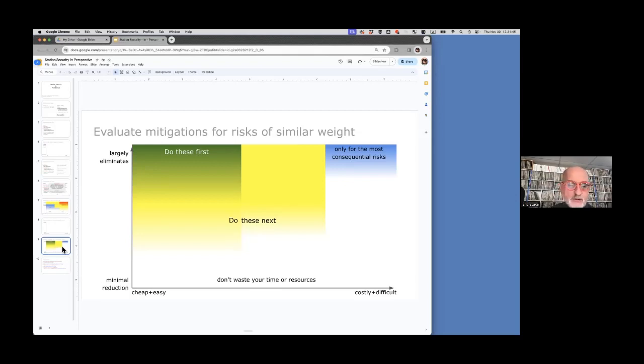So again, here we're looking for ways of putting the cost, time, and effort for mitigation strategies into a kind of rough ranked order. You don't have to be terribly precise about this to decide what to invest your time and resources into.